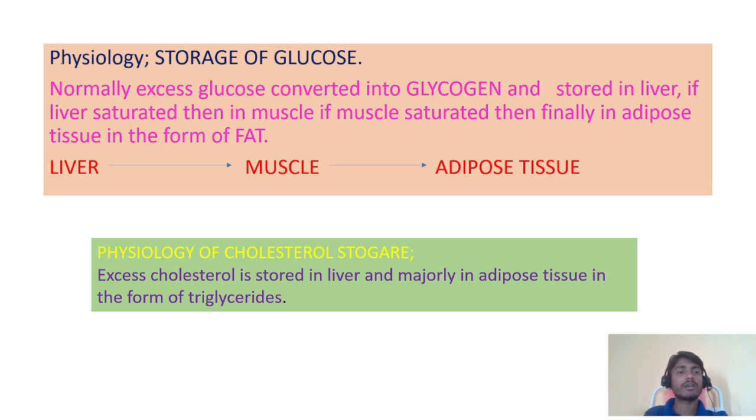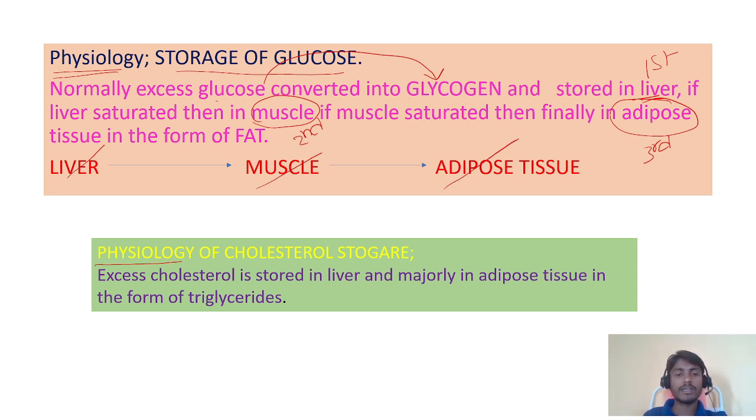When it comes to the normal physiology of glucose storage, normally excess glucose is converted into glycogen. That glycogen is first stored in the liver. If the liver gets saturated, then glycogen is stored in the muscle, that is the second place. If the muscle gets saturated, then it is stored in the adipose tissue, that is the third place. So, liver, followed by muscle, followed by adipose tissue.